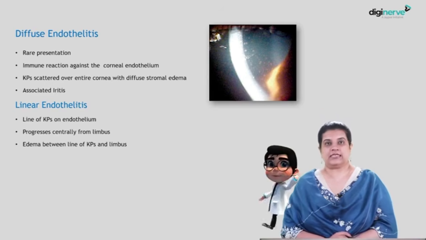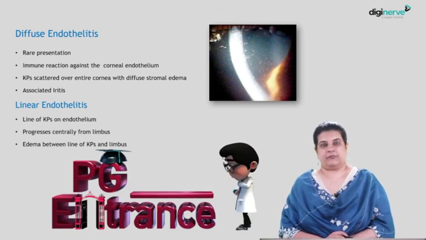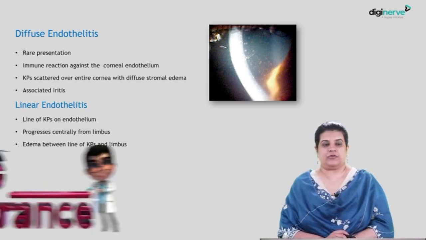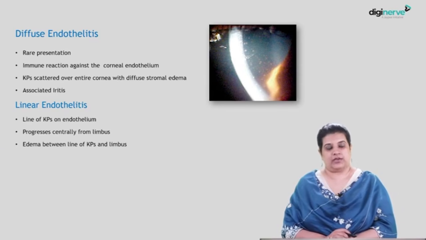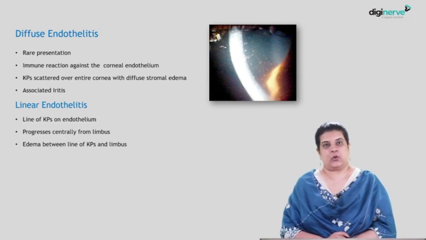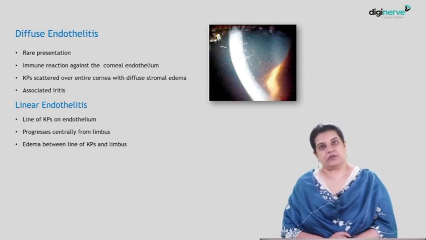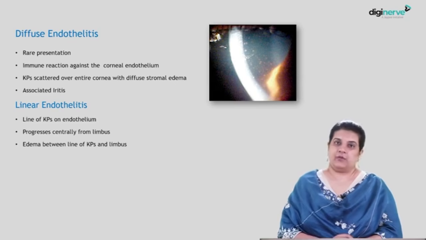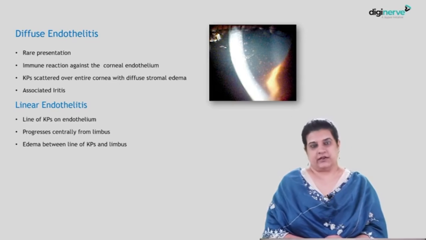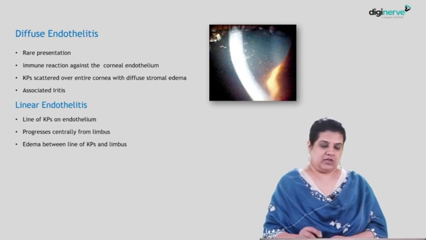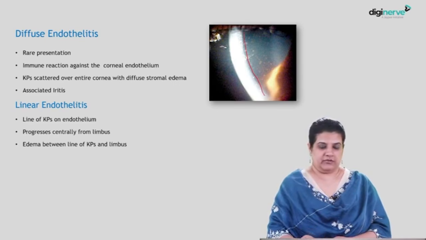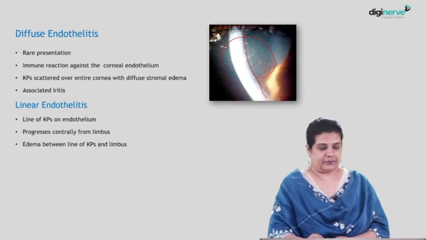Diffuse endothelitis is relatively rare as compared to disciform endothelitis. This also occurs because of an immune reaction against the corneal endothelium. In this, the keratitic precipitates are scattered over the entire cornea with diffuse stromal edema, and there will always be associated iritis, and hence we can expect a rise in intraocular pressure. So in the image here, we see that almost the entire endothelium is involved over a wide area.